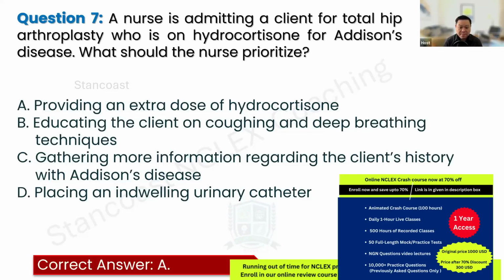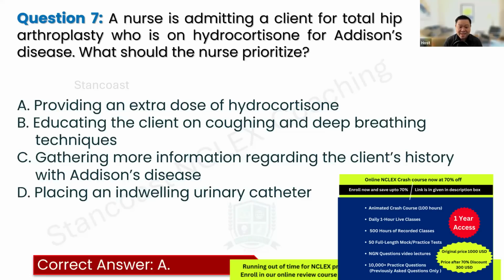Now, what you need to do after that is proactively alert the admitting physician or the surgeon. Now, the rest of the options here, like letters B, C, and D, are incorrect. B, because while teaching coughing and deep breathing can help avoid post-op complications, it is not a higher priority compared to our option A.